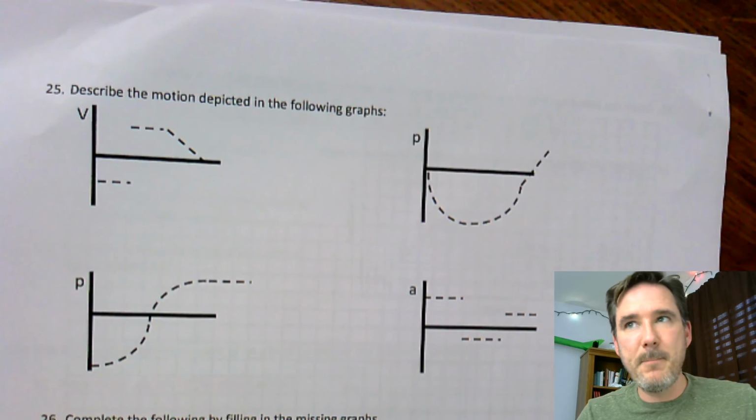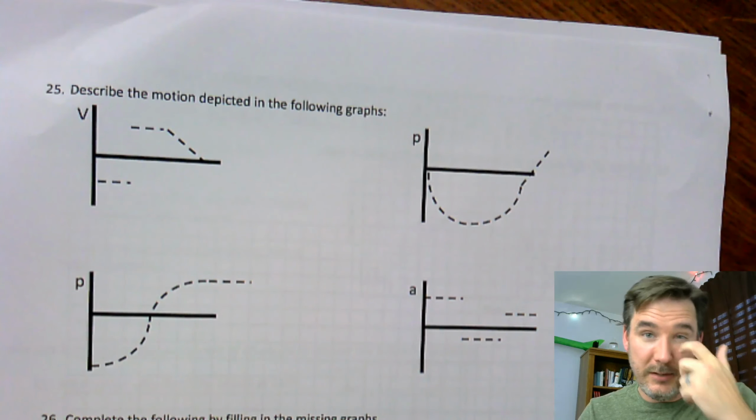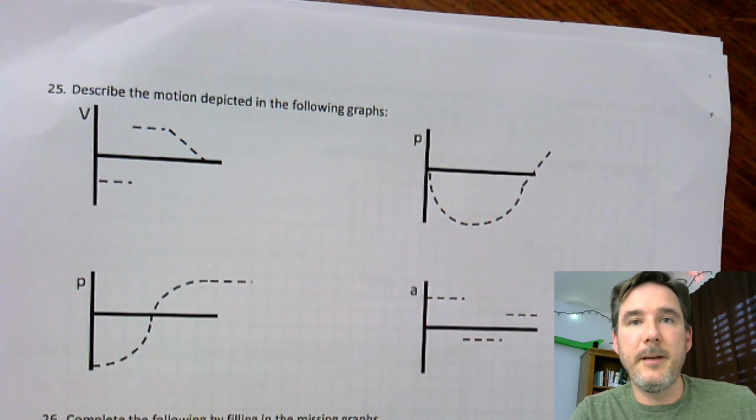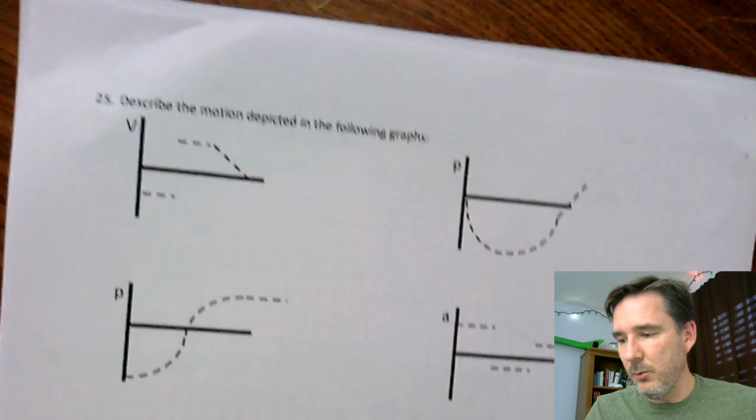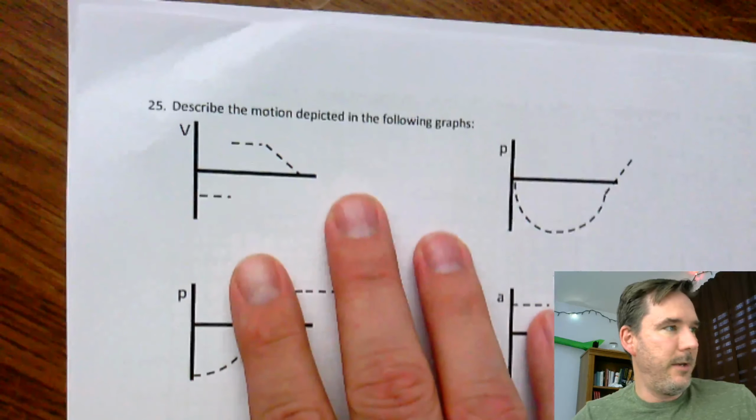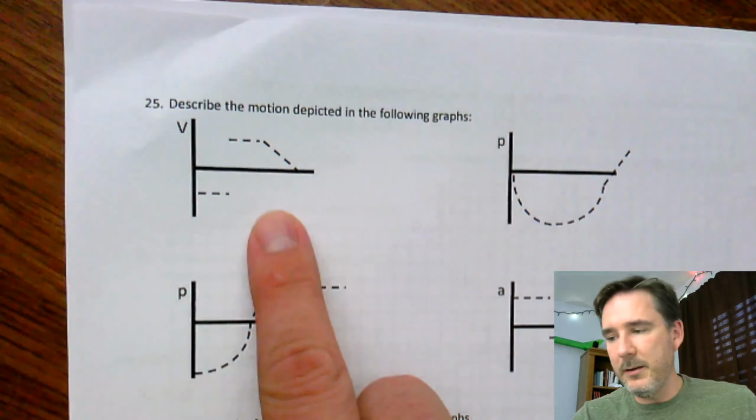Is it moving positively or negatively, if at all? And is the speed changing? Is it speeding up, slowing down, or staying the same? All right, so when you see a graph like this one right here, describe the motion like in this graph.